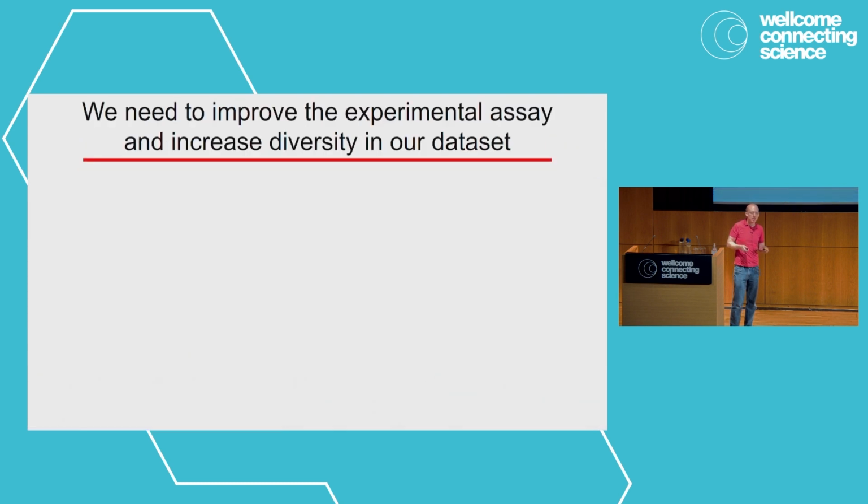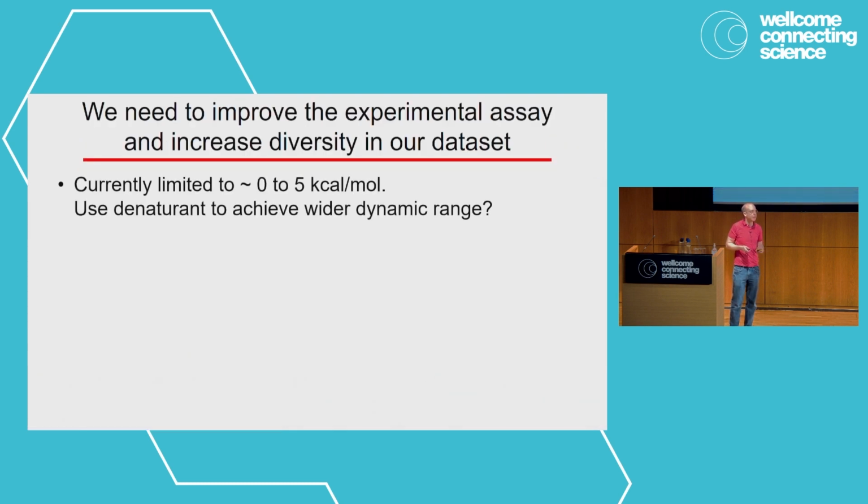Like I said, there's a lot of things that we need to improve for this method. The dynamic range of the assay is currently limited to about 0 to 5 kcal per mole, which is actually basically covering the range of most human domains, but we'd still like to extend that to resolve really stable proteins. And I think one of the ways we'll do that is by using denaturant in these assays instead of a range of protease concentrations.